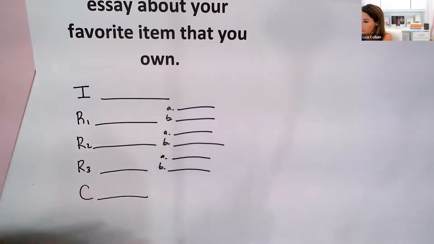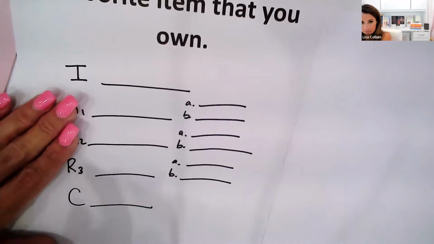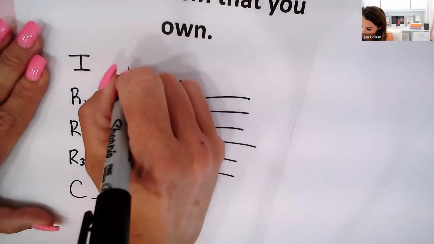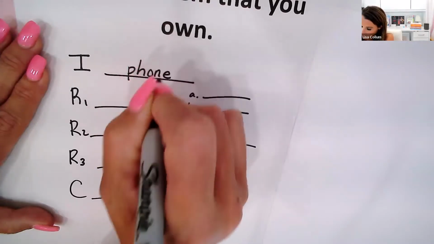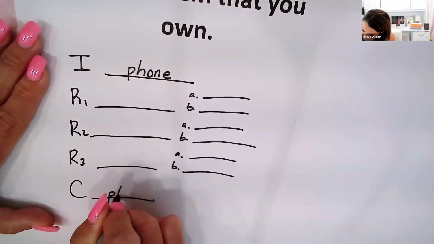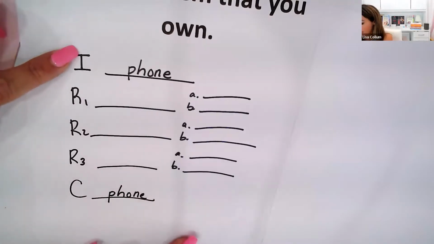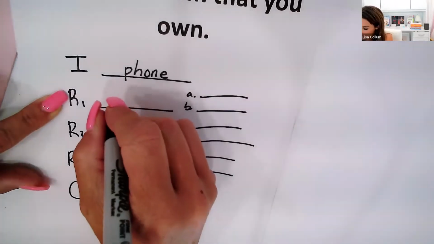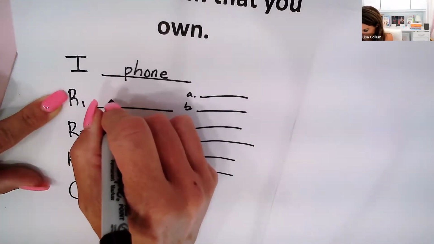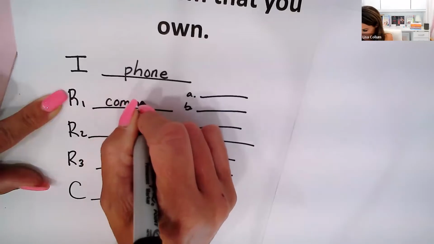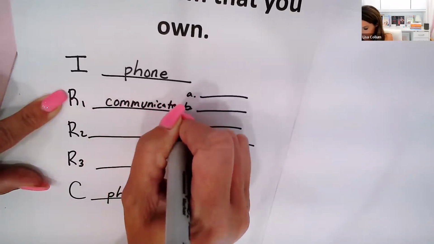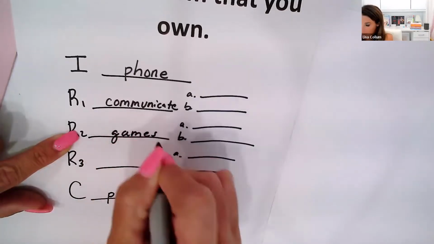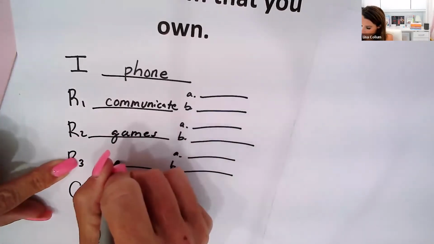Okay, so I'm going to pick my phone. Do not write anything. You're just watching me, okay? I'm going to pick my phone. Whatever I pick, I put on the I and the C line. And then the first reason I like my phone is because I can communicate. The second reason I like my phone is because the games. And the third reason I like my phone is because the apps.